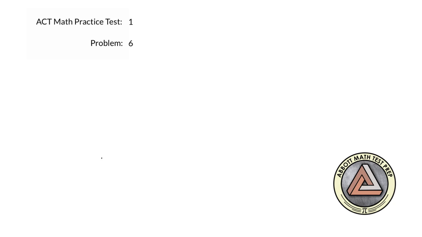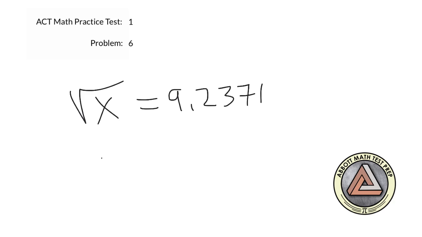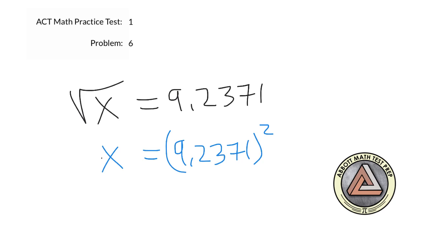Now, apparently, we took the square root of some number, we'll call it x, and we ended up with 9.2371. So it then stands to be the case that 9.2371 squared gives you x, right? In the exact same way that the square root of 25 equals 5, and therefore we know for a fact that 5 squared must therefore equal 25. So if that's true, well, this is true.